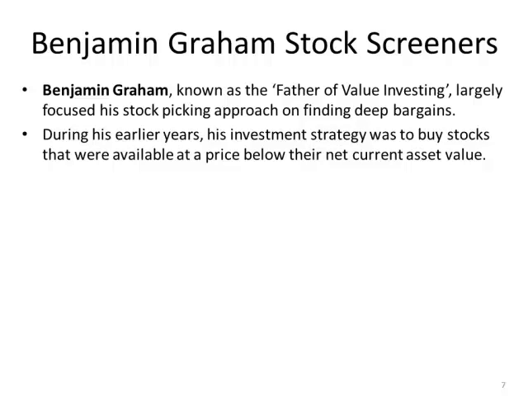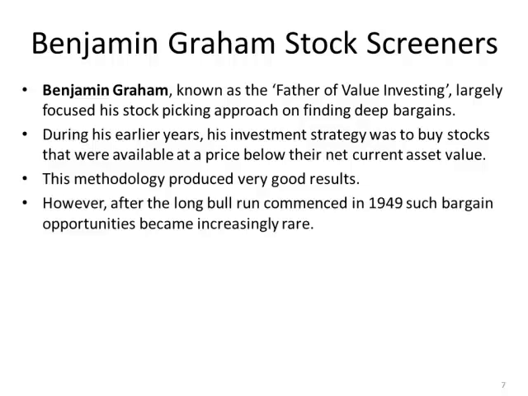And during his earlier years, his investment strategy was to buy stocks that were available at a price below their net current asset value. And this methodology, as you can imagine, produced very good results. However, after the long bull run commenced in 1949, so this is referring to the U.S. stock market where Benjamin Graham operated, such bargain opportunities became increasingly rare. So companies trading well below their net current asset value became difficult to find.